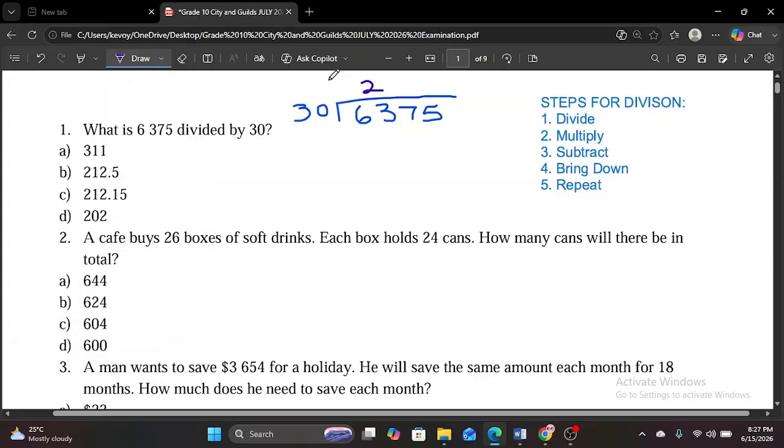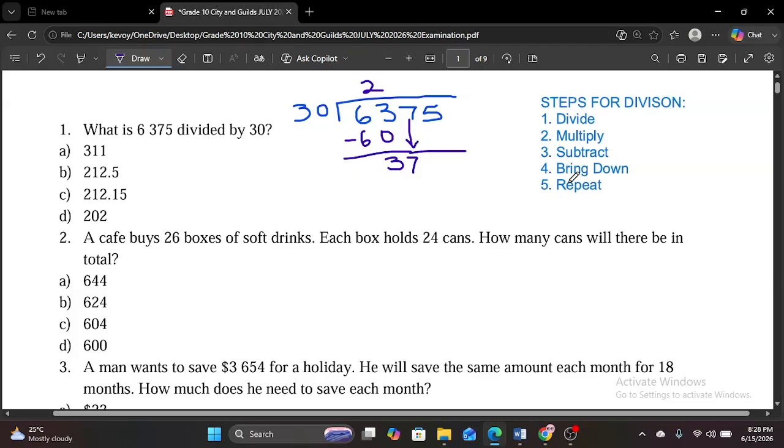After we divide, we multiply, so 2 times 30 is 60. After we multiply, we subtract, so that's minus. We're going to be left with 3. After we subtract, we bring down. So that's going to be 37.